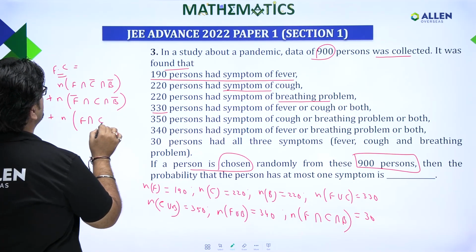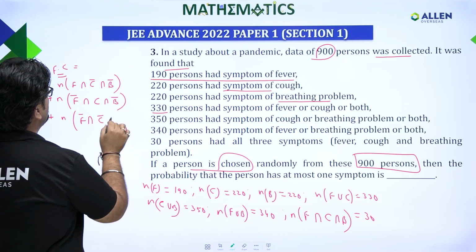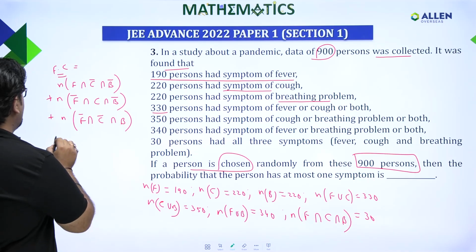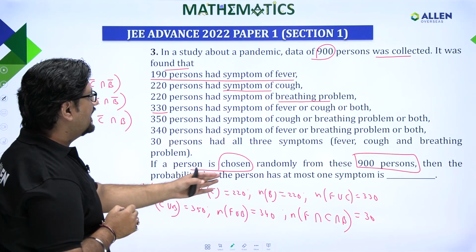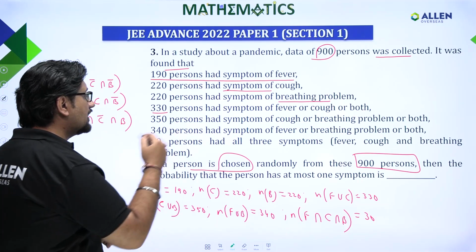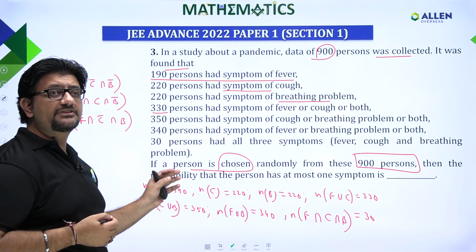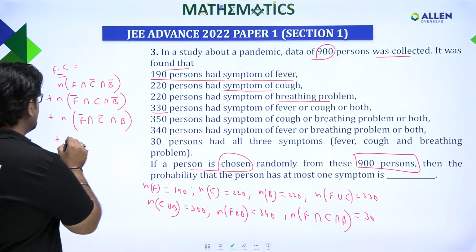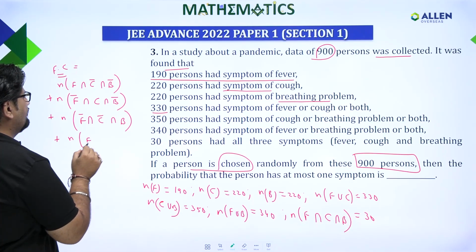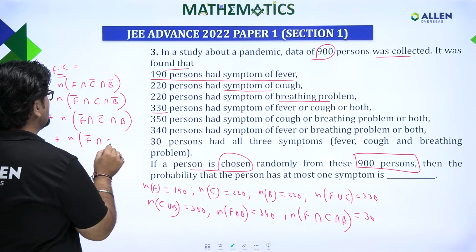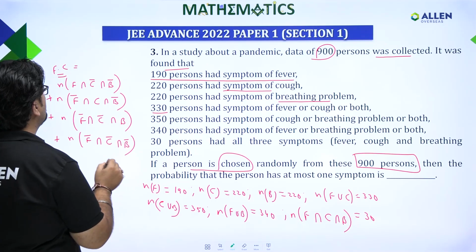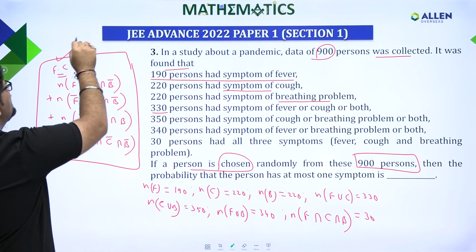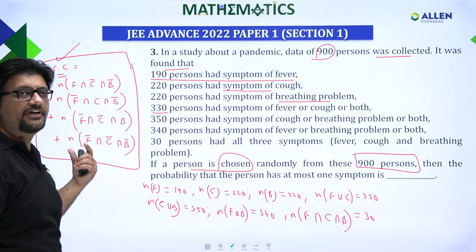Next thing will be, yes, the person suffering with breathing problem, my dear. F bar intersection C bar intersection B. And the next term is, with at most one symptom, there can be a person who is not suffering with any of the symptoms, my dear. So I am adding this, n of F bar intersection C bar intersection B bar. So, these numbers of persons will give me the favorable cases, my dear. Hopefully, you are getting my point.